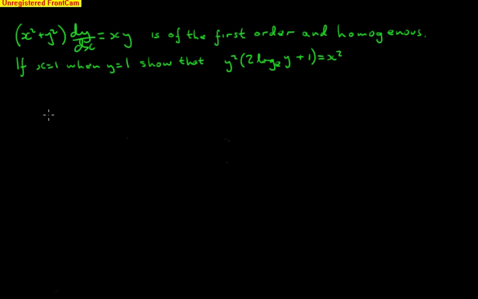Let's just write down what we've got to deal with, and that is (x squared plus y squared) dy equals xy dx. Now we're told it's of the first order and homogeneous. So if it's homogeneous, we usually bring in another variable.